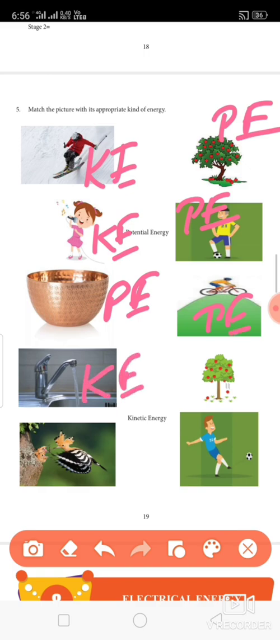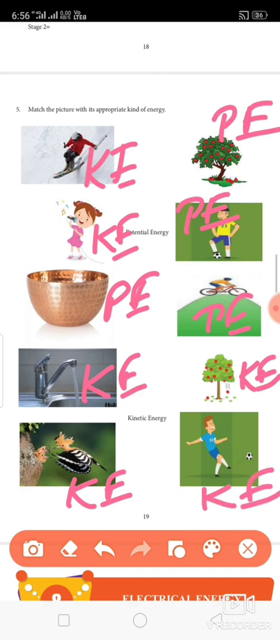Water is falling, so kinetic energy. Here the apple is falling down, so kinetic energy. Falling down, so kinetic energy. The bird is moving, kinetic energy. The boy is kicking, so kinetic energy. So this is the answer.